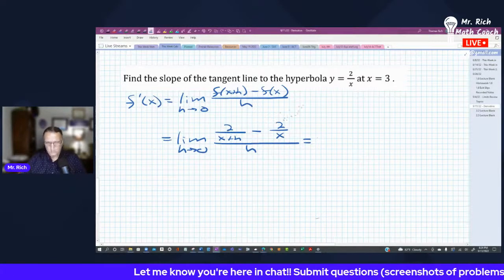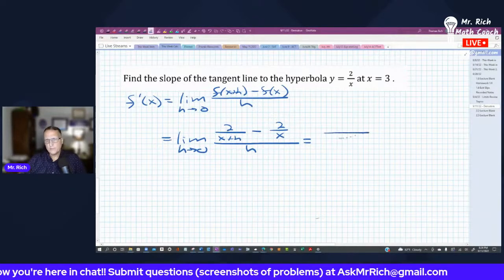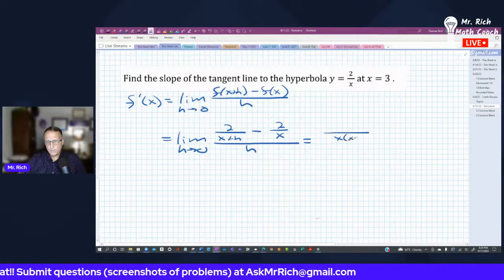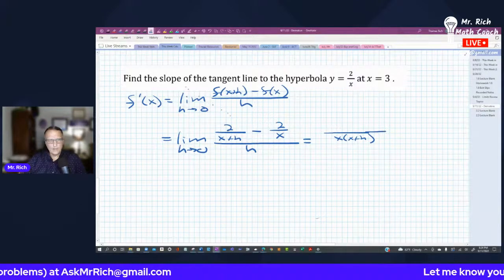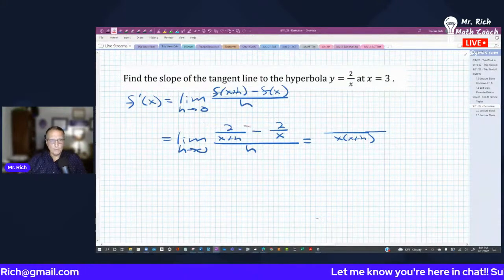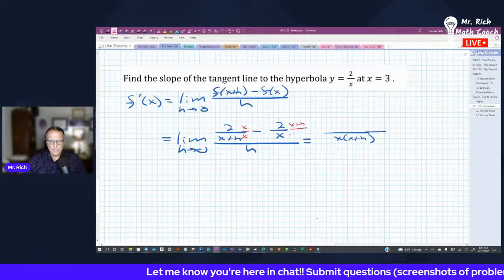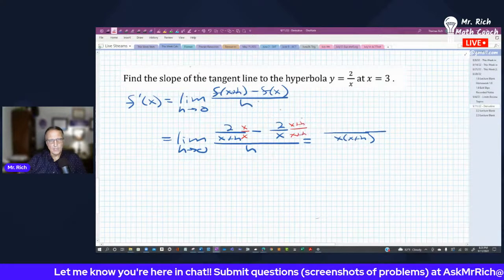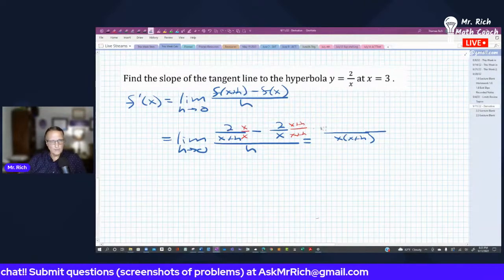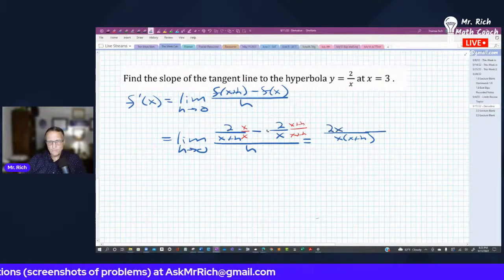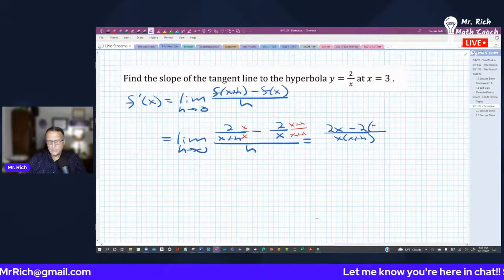So I will do that. The common denominator here is going to be x times x plus h, right? So the common denominator will be the product of those two, x times x plus h. This function here, I would be multiplying it by x over x, and this one would be x plus h over x plus h. All right, that's just how I get a common denominator with rational functions. So this would end up being 2x, then there's a minus sign, and this would be 2 times x plus h.